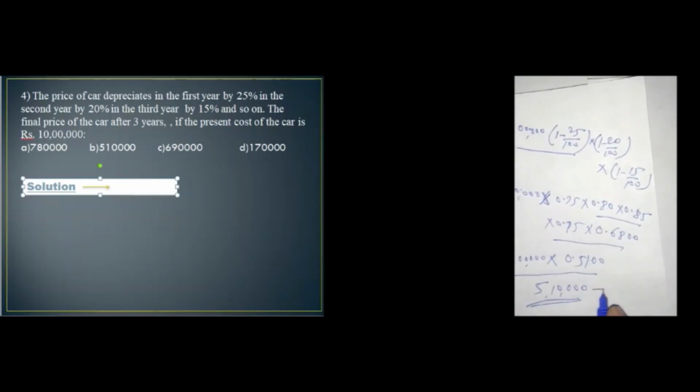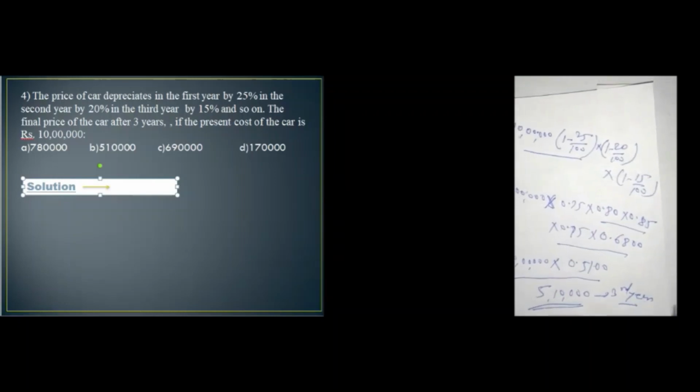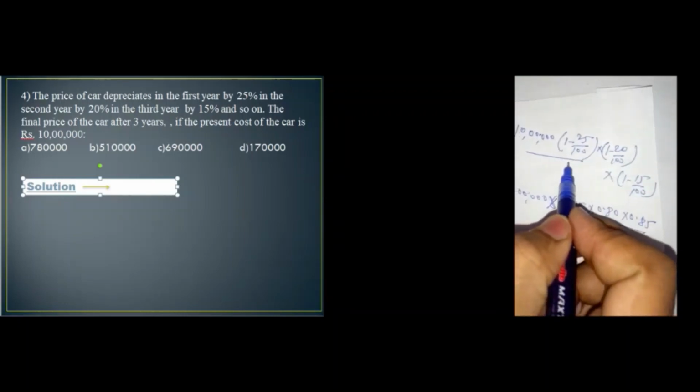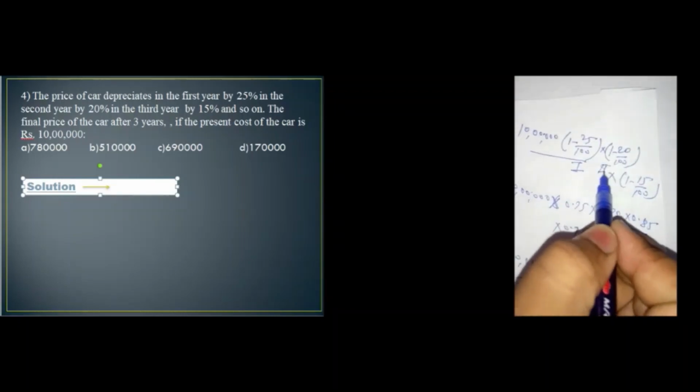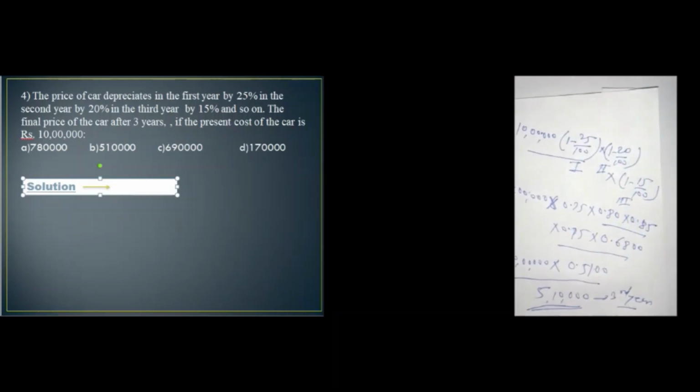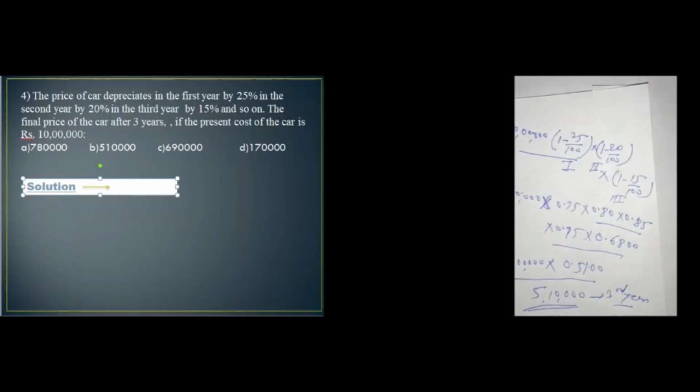So this is going to be the cost after third year by considering depreciation of 25% in first, 20% in second and 15% in third. So answer is going to be 5 lakh rupees and 10,000. So option B is the correct option.